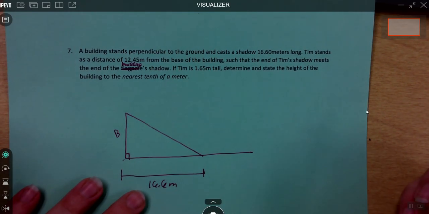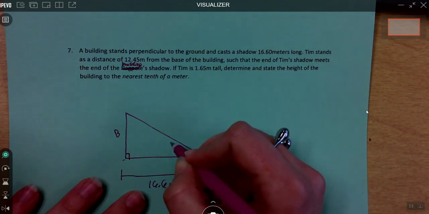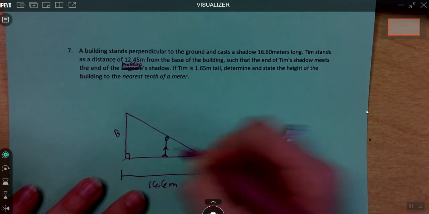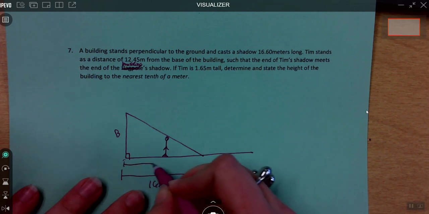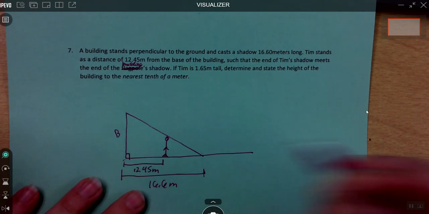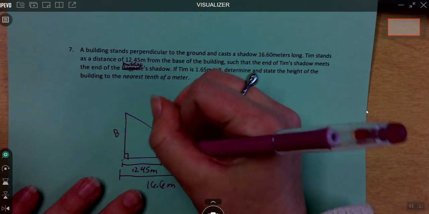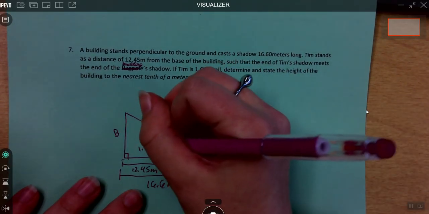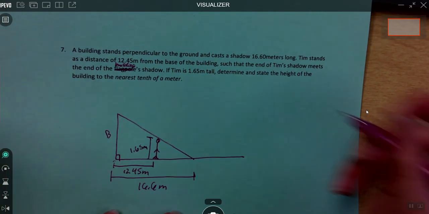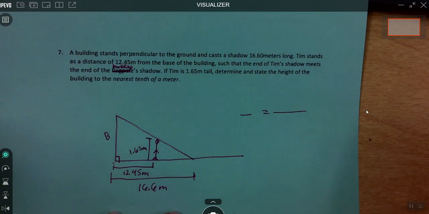Tim stands at distance 12.45 from the building. So that's my person. This is away from the building. So that should have been 12.45 meters. He is 1.65 meters tall. What is my proportion to get the building's height?